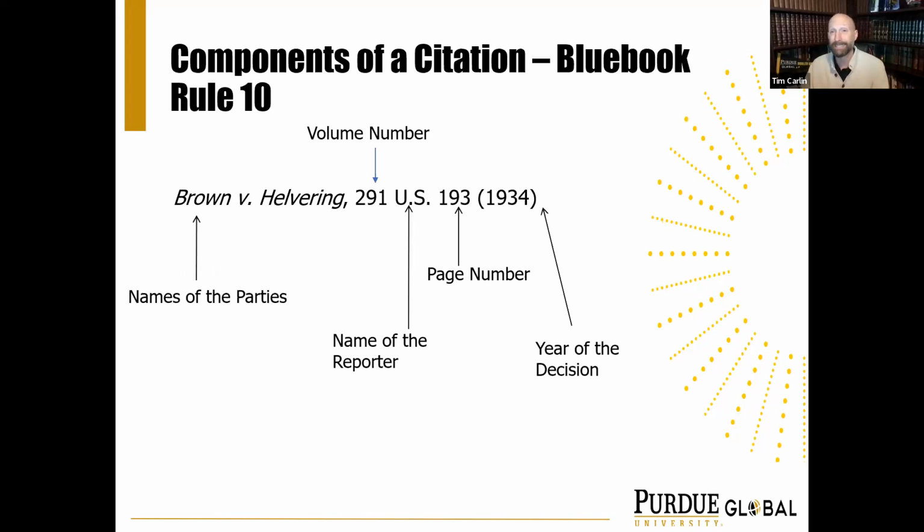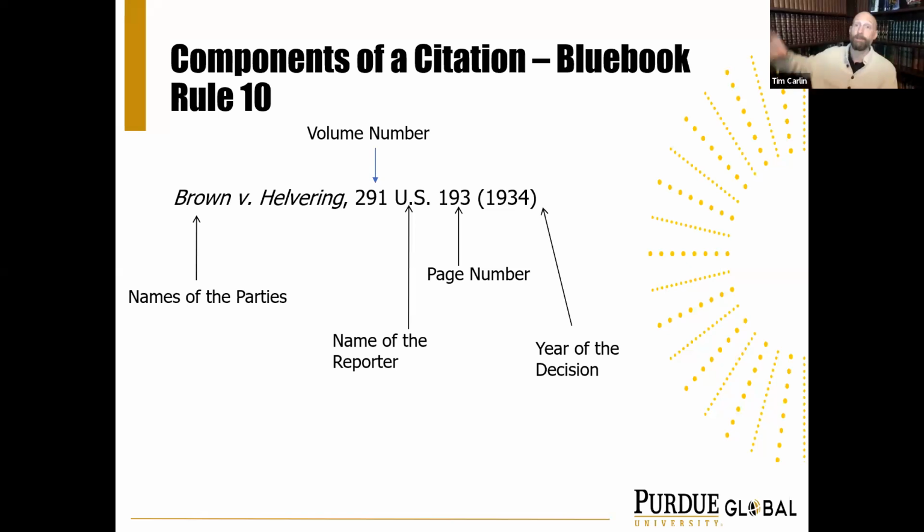Here is a classic citation for a case. Just to break it down into its essential three parts, really, you have the name of the parties, Brown v. Helvering, and it ends with a comma. You can see it's italicized, so we're doing great. We're following the rule of the Bluebook. The next is the volume number. That's 291.